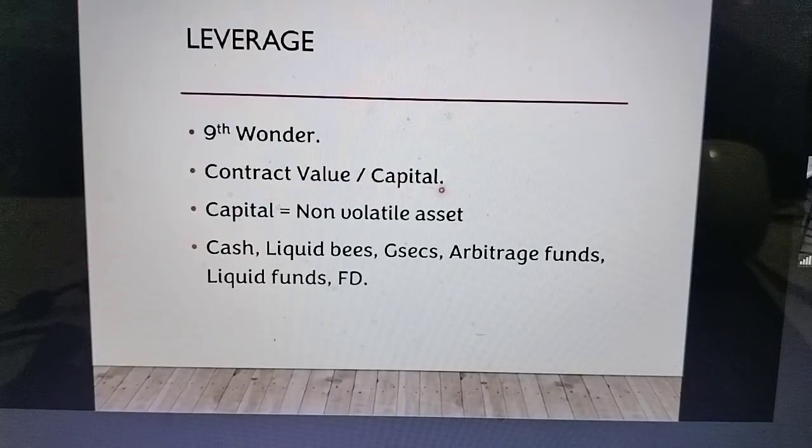So here, for capital, we consider a non-volatile asset. That is, it can be cash, liquid BeES, G-Secs, arbitrage funds, liquid funds, and FDs. If we have pledged a stock like Reliance or HDFC, then we can't consider it as our capital. Even SGBs, which are considered as liquid collateral, we can't consider as capital in TMP. These are the only things that can be considered as capital because these non-volatile assets do not lose their value over time.